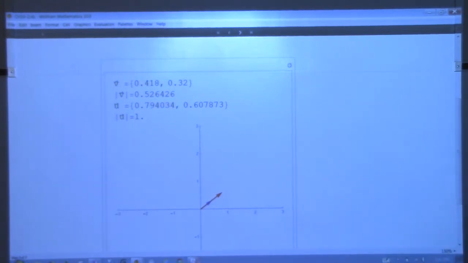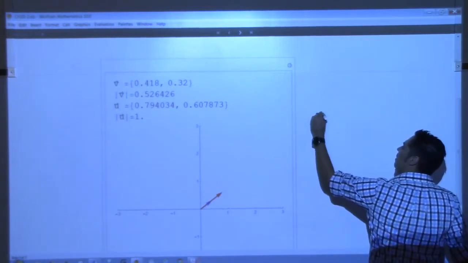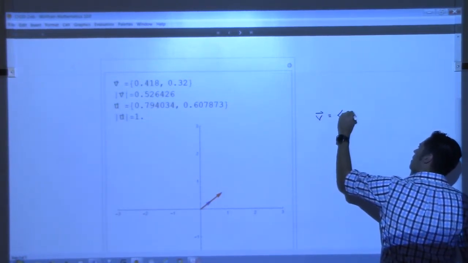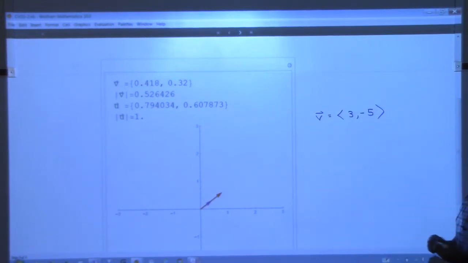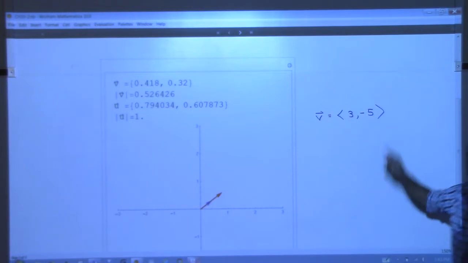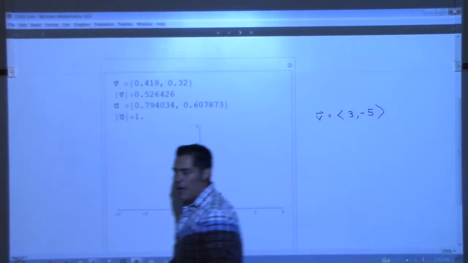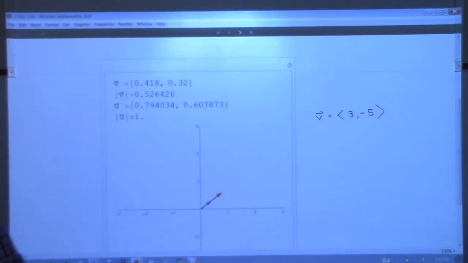Let's say somebody gives us a vector, v. I'm just making this up. 3, negative 5. How can I find the vector that would point in the same direction as that, but have a length of 1? So just think about it. You have to shrink it, don't you?